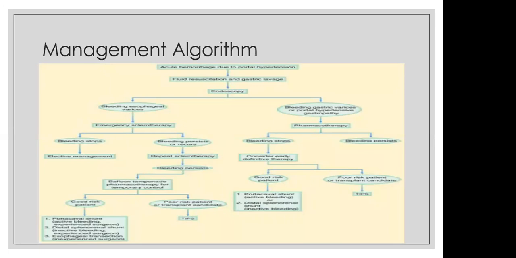So the management algorithm for variceal bleeding, I would say. So any patient with bleeding esophageal varices, the emergency sclerotherapy is the first line. If the bleeding persists or recurs, you can repeat the sclerotherapy. And then if the bleeding persists, then you can do, as I mentioned, the balloon tamponade for temporary control.